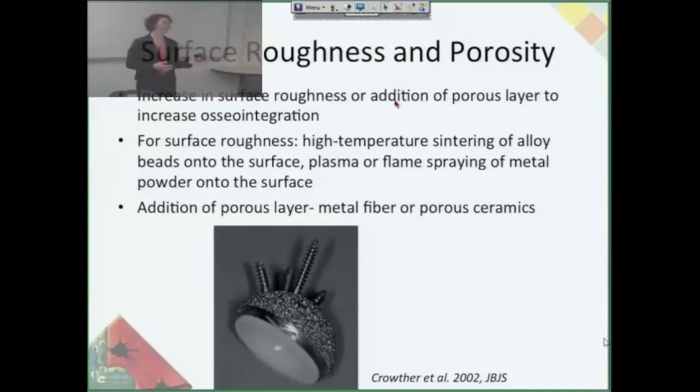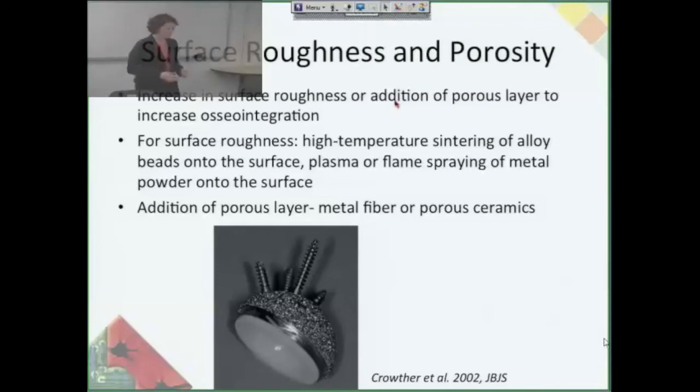So ways you can increase surface roughness is high temperature sintering of alloy beads onto the surface of the metal, or just etching or flame spraying of the metal powder onto the surface. And ways to add a porous layer are you can add a metal fiber layer, which is shown in the picture here, or you can just add a porous ceramic.